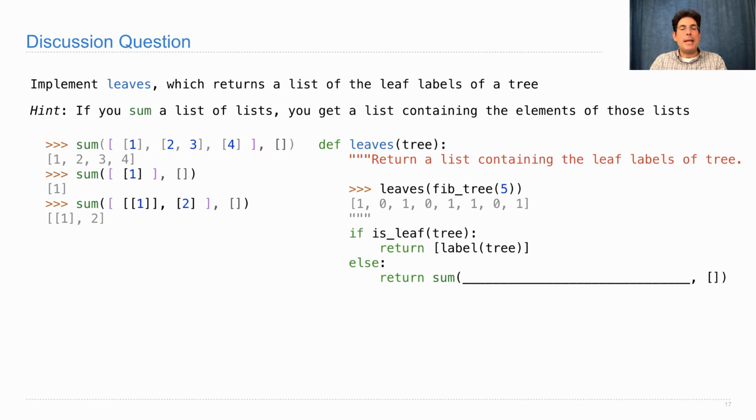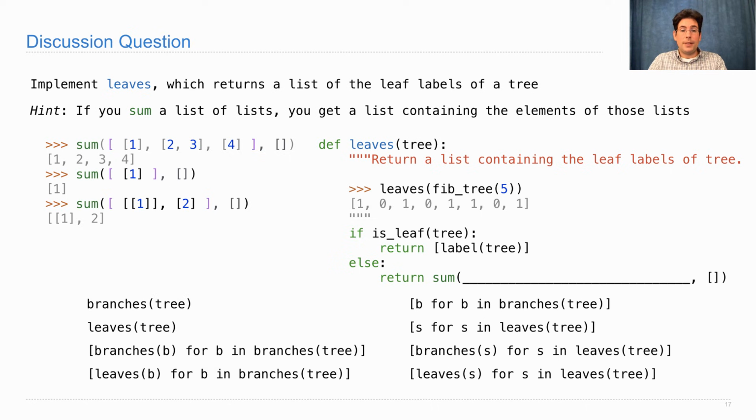Okay, here's the implementation of the tree processing function that takes in some tree and returns a list of the leaf labels. If it's a leaf, then we get the label and put it in a list. Otherwise, we sum up something. Here are 8 alternatives. I recommend that you pause and think about it. I'm going to show you the answer in 3, 2, 1.